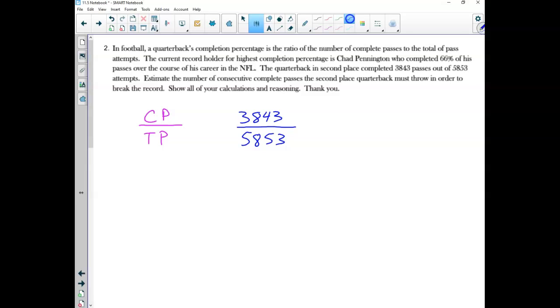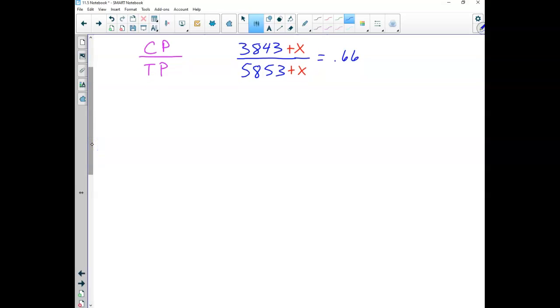And what we want to do is we want to say for every pass he throws, it's a completed pass because it's consecutive completed passes. So every pass this number 2 makes, it's going to be a completed pass. And how many consecutive completed passes does he have to get to match the 66%? Well, this is going to be the same deal we did before here. And we're going to hopefully just look at this like a proportion.